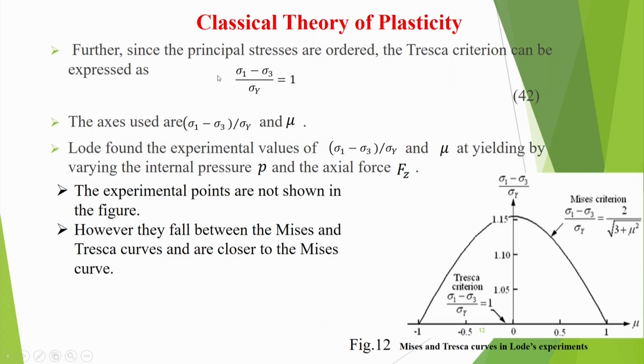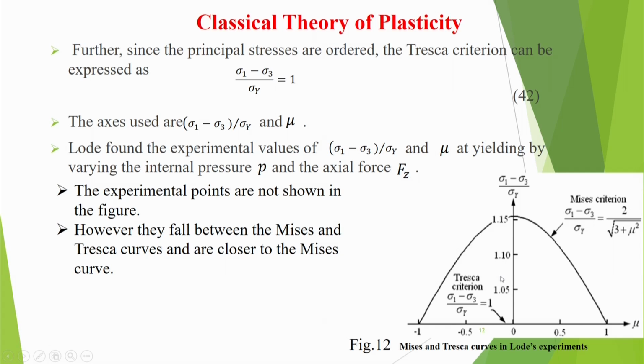And here, for Tresca, you have sigma 1 minus sigma 3 equal to sigma y, that is, equal to 1, and the axes used are sigma 1 minus sigma 3 by sigma y, that is one axis on the top, and this is equal to mu. In the Tresca criteria, I am now starting the vertical axis from 1. Horizontally, mu is 0 to 1 on this side, 0 to minus 1 on this side. So this is the point 0, 1. As per Tresca criteria, this is the point, and the Mises criteria gives this type of curve.